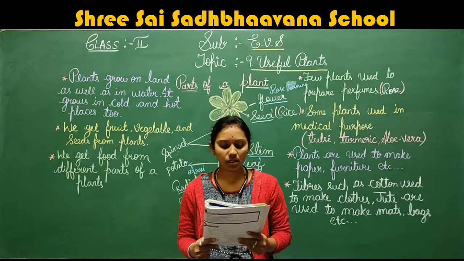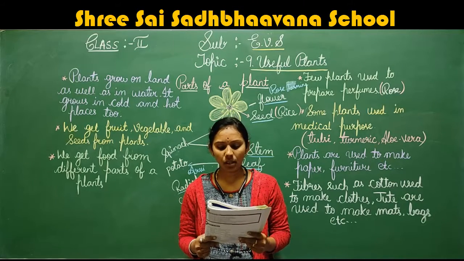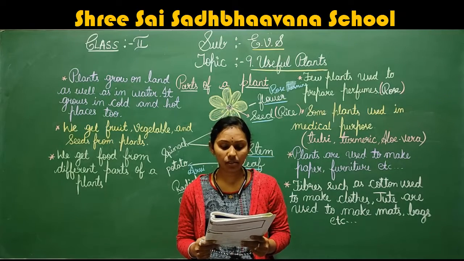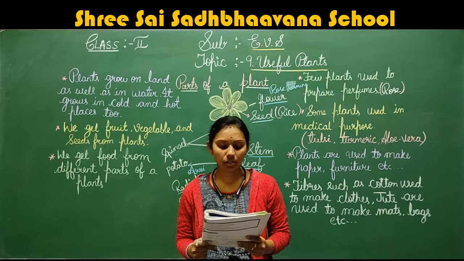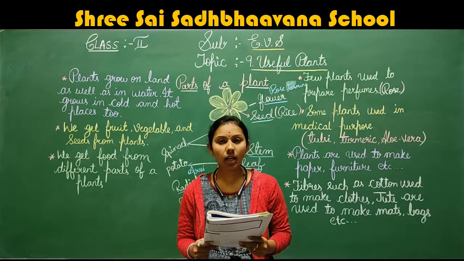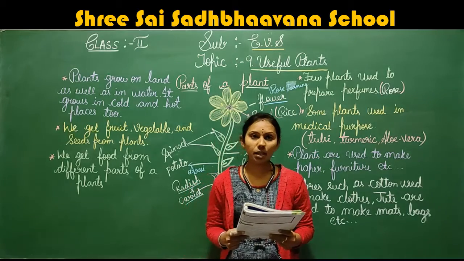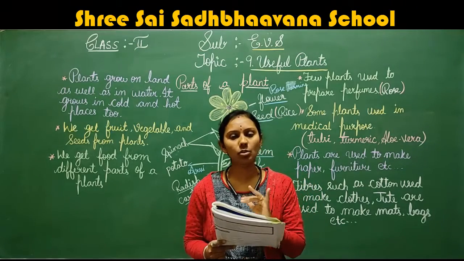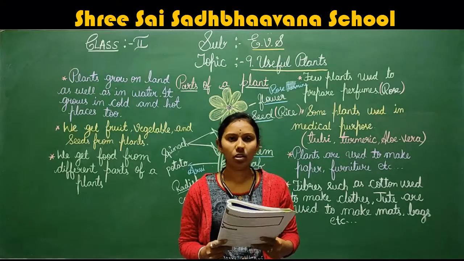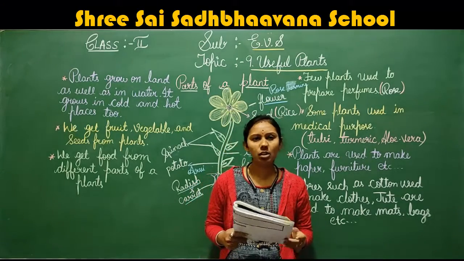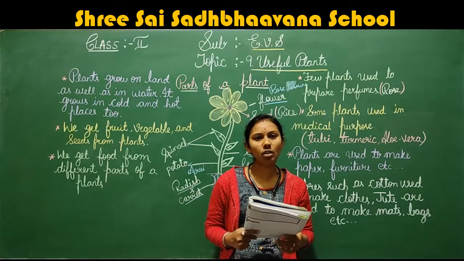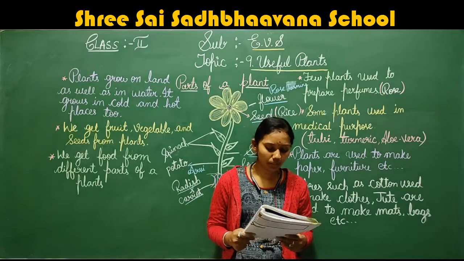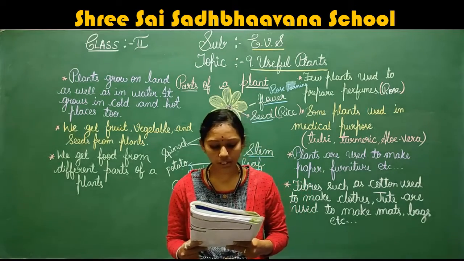Next, medicines such as quinine and penicillin come from plants. Quinine is used to treat malaria. These are the medicines we get from plants: quinine and penicillin. If any person is suffering from malaria, they are cured with the help of quinine medicine.